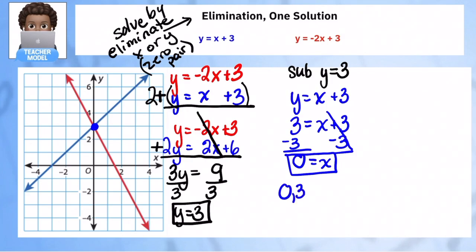How do I know it's not 3, 0? Because my x is equal to 0 and my y is equal to 3. So here's my solution.